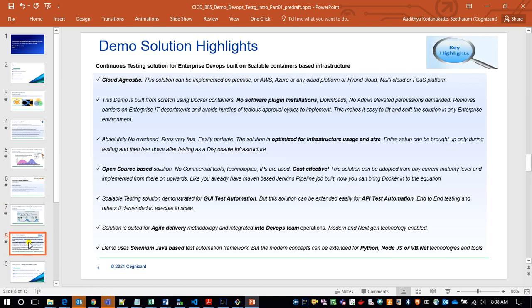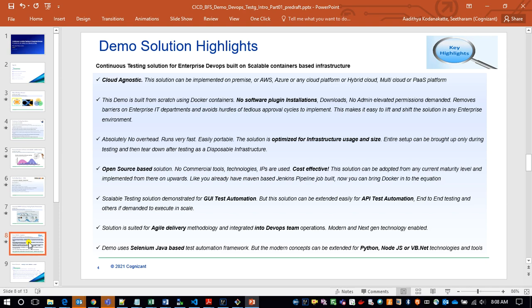Okay, so with that, I conclude on the expectations out there. So now, what is the answer to these expectations? What is the solution bringing to the table? That's what we will focus on in the remaining part of this introductory session. Okay, so the demo solution highlights.